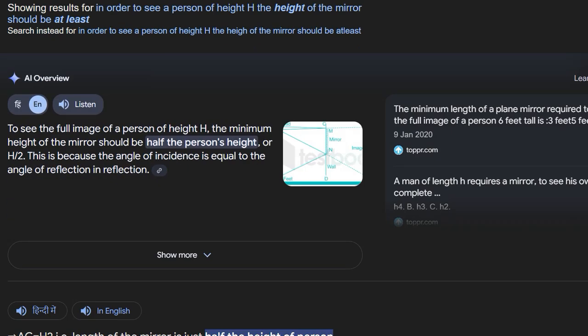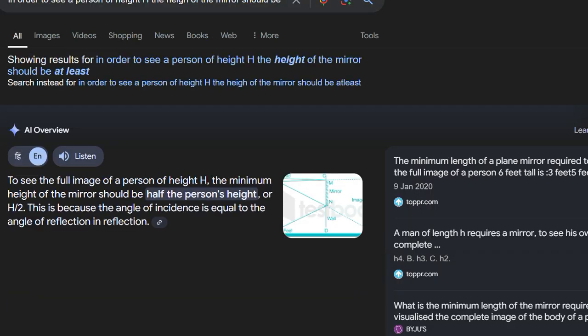So to see the full image of a person of height h, the minimum height of the mirror should be half the person's height. So h by 2. This is because the angle of incidence is equal to the angle of reflection.